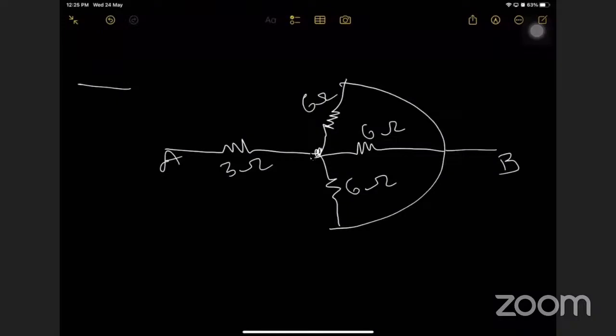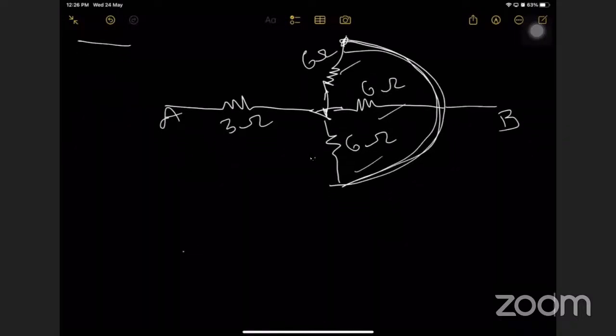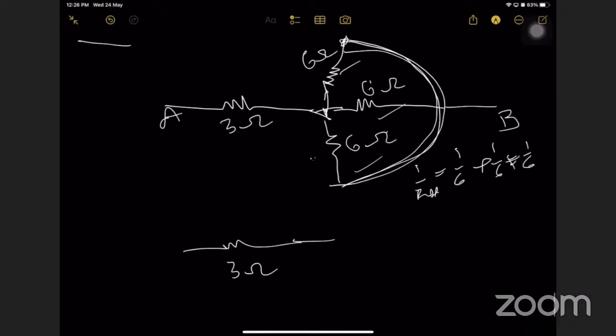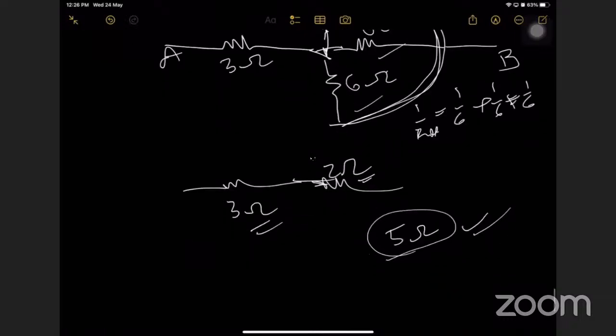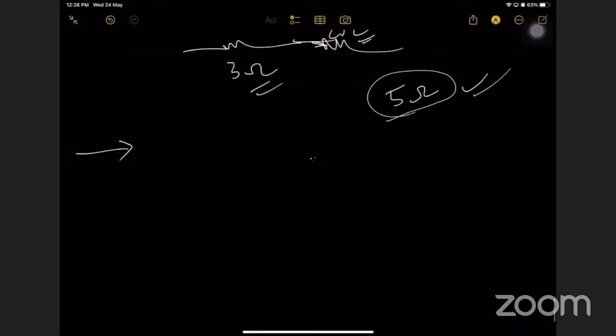They're not connected head to tail, sir. Yeah, you can say that all the resistances are connected on this end, and all the tails are also connected like this. So you can say these three are in parallel. So the 3 ohm stays like this. But for the 6s, you have to do 1 by 6 plus 1 by 6 plus 1 by 6 equal to 1 by R effective. You will get 2 ohms. So the effective resistance of 3 ohms and 2 ohms is 5 ohms. You understood it? Yes. That is good. Let me try another.